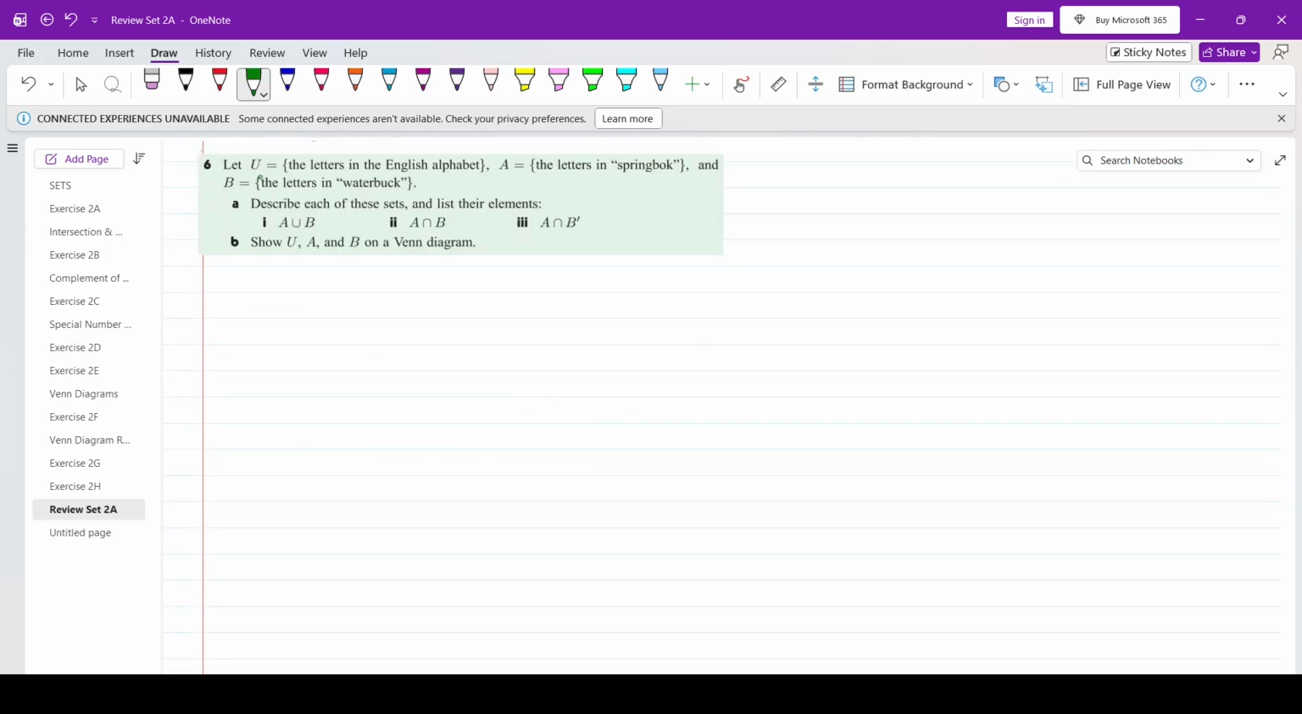Let U, that is the universal set, be a set of letters in the English alphabet. So this is going to be A, B, C, D, E, F, G, H, and so on till X, Y, and Z.